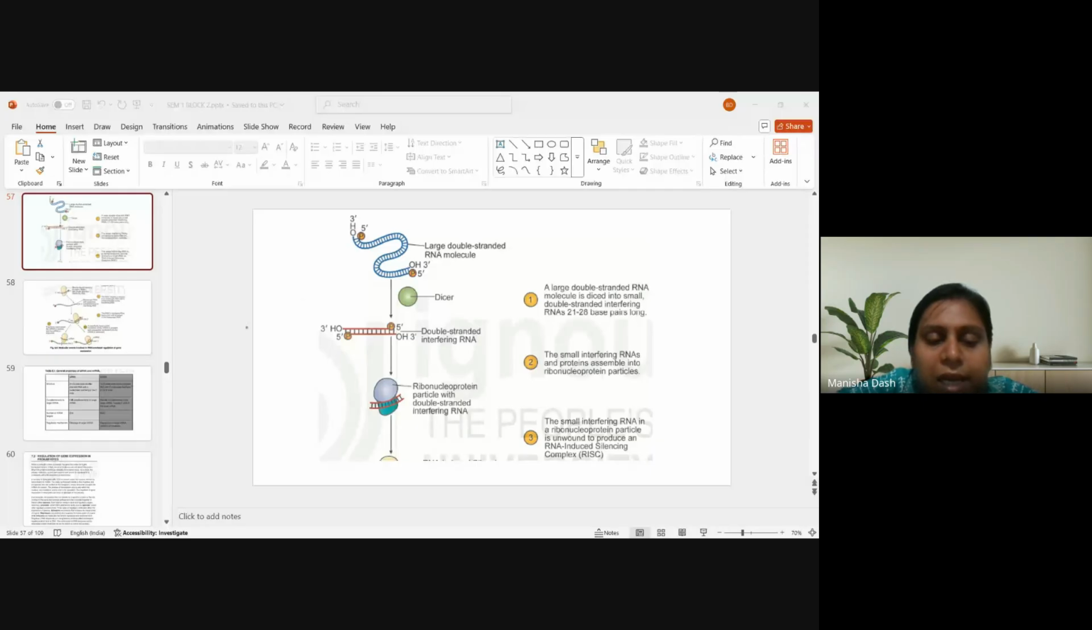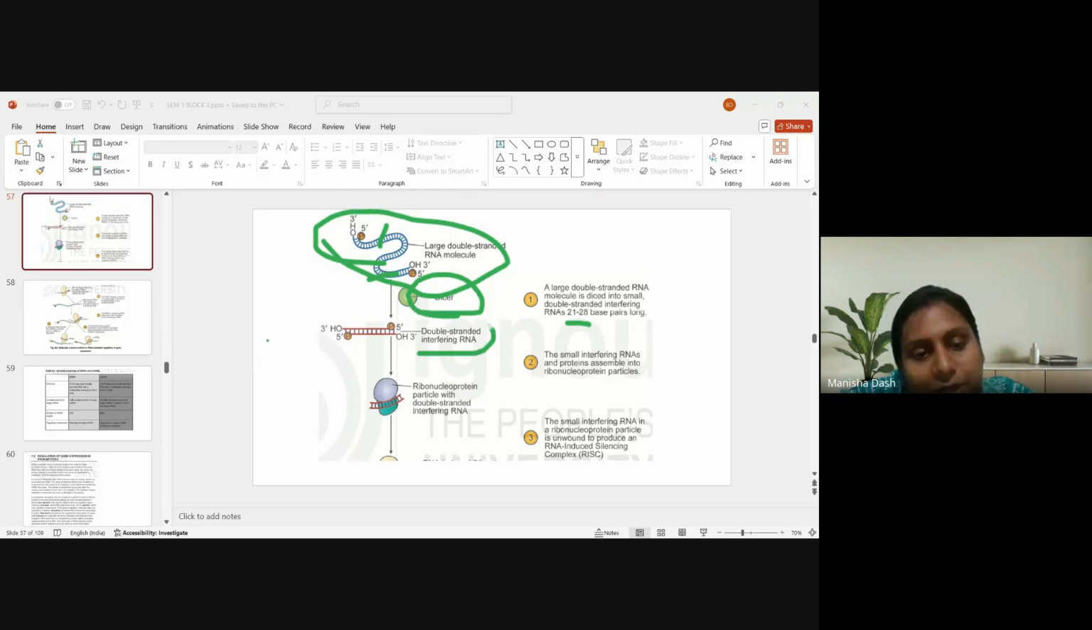Okay, so if we look into the mechanism, how exactly it works. This is a large double-stranded RNA molecule, and there is a protein called Dicer. The large double-stranded RNA molecule is diced into small double-stranded interfering RNA that is around 21 to 28 base pairs long. So the Dicer has to dice this double-stranded RNA to synthesize RNA interference. If the length is 19 to 25, it will be miRNA. If the length is 21 to 23, it will be siRNA.